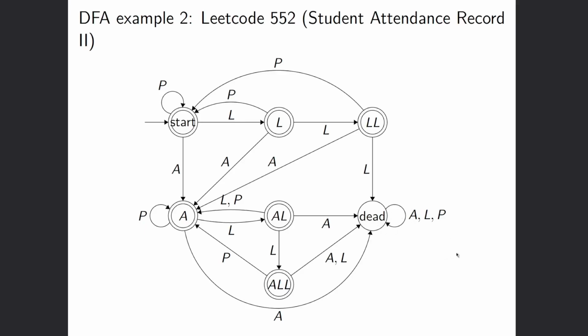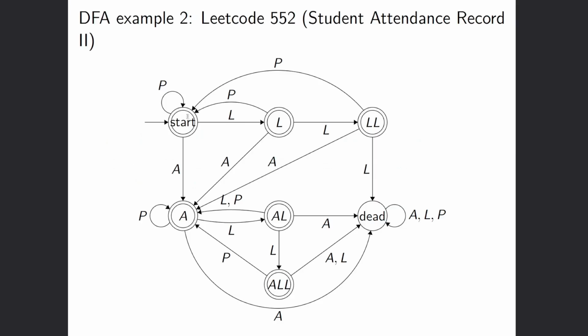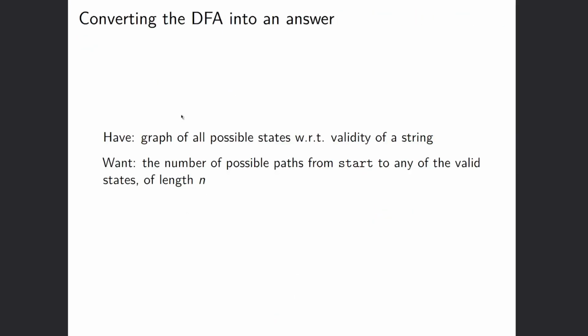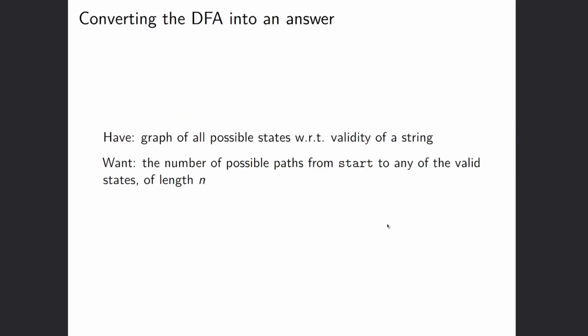Okay, so hopefully this should make some sense. Now we want to actually convert this into an answer. What we have is the graph of all possible states with regard to the validity of a string. And what we want is the number of possible paths from this start state to any of the valid states, meaning any of the states with double circles. That's start, L, LL, A, AL, or ALL, but not dead. So really it's just anything besides the dead state. And you want these paths to be of length n.